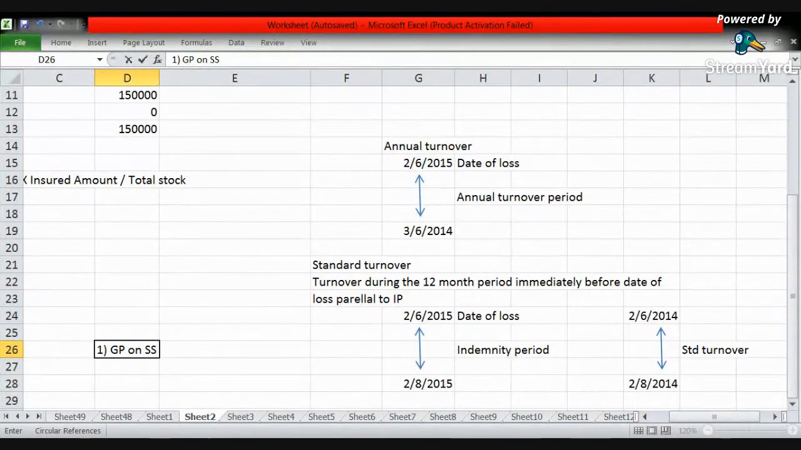Gross profit rate is GP divided by previous financial year sales into 100. That is your gross profit rate formula. That gross profit rate I will apply on short sale.